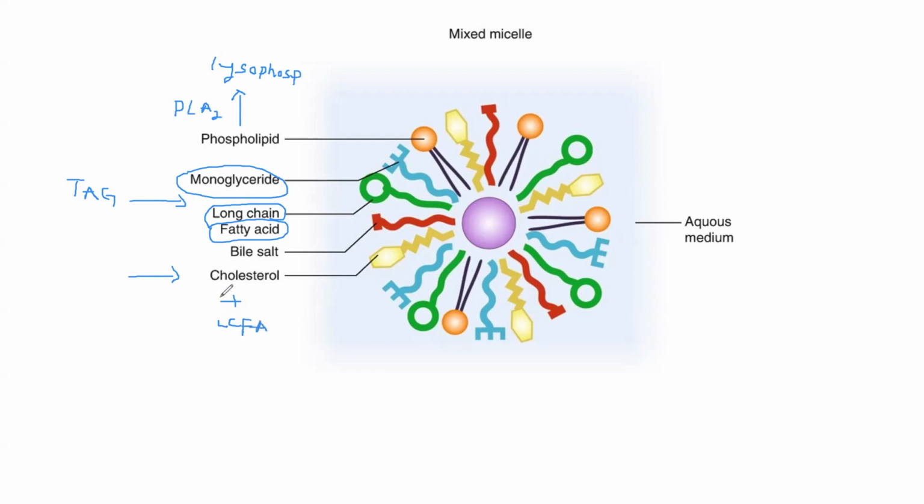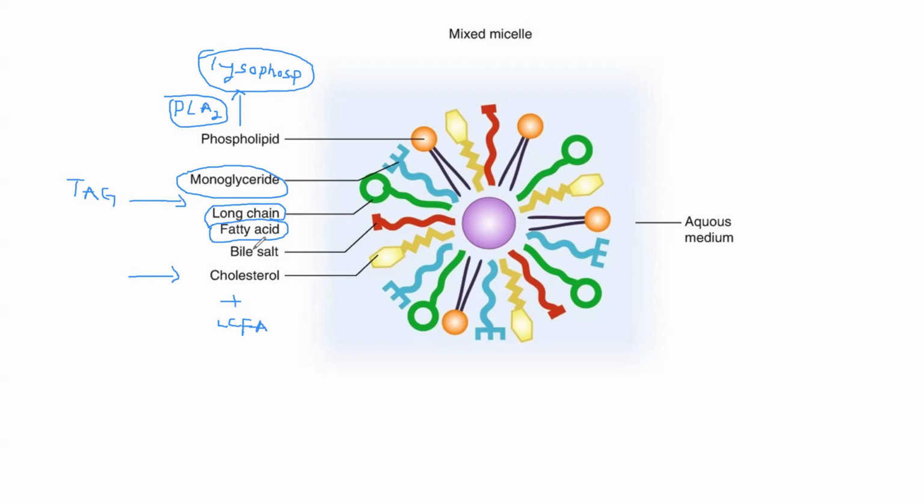So at the end, after the action of these three enzymes, phospholipase A2, cholesterol esterase, and pancreatic lipase, there are products generated. These products include lysophospholipids, monoacylglycerol, long-chain fatty acid, and cholesterol. But these products cannot cross the membrane of the intestine. So they need a carrier that will emulsify them to be able to cross the membrane.